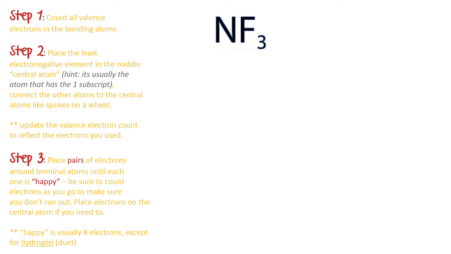Okay, so now we're going to follow the steps again, and we're going to draw a picture for NF3, or nitrogen trifluoride. So again, the first thing that we have to do is count all of our valence electrons in our bonding atoms. So nitrogen has 5 electrons, and there's only 1 of him, right? And then I've got 3 fluorine, and he's in the 7th group, so he's 3 times 7. So that gives me a total of 26 electrons, and I have to use exactly 26 electrons to make this picture. Okay, so there's step 1 done.